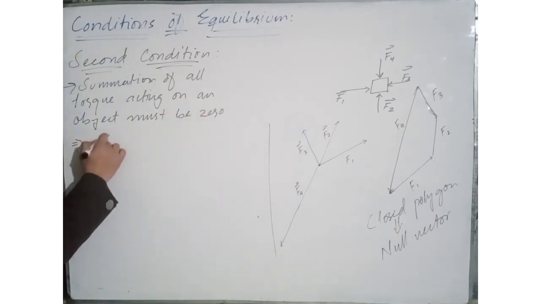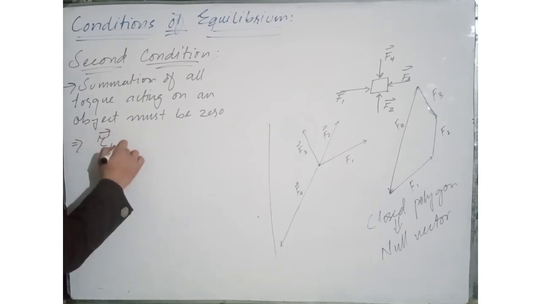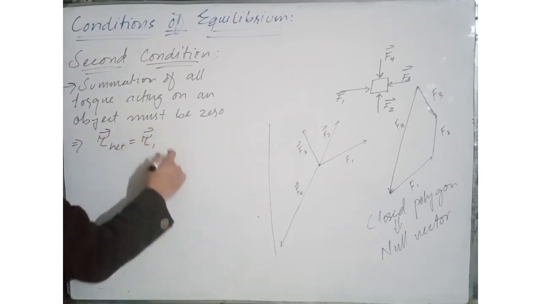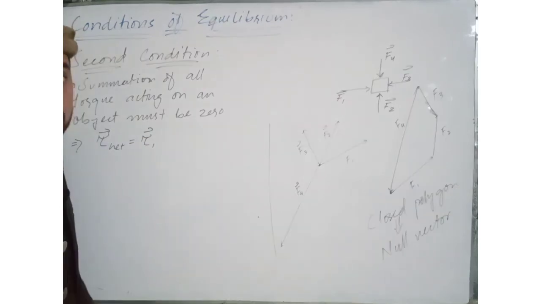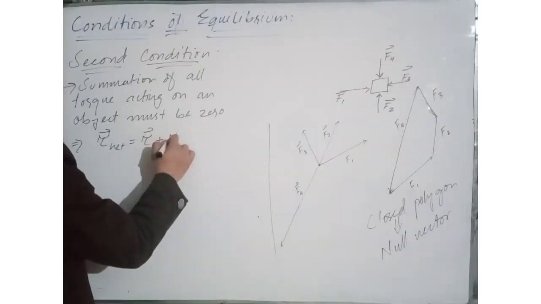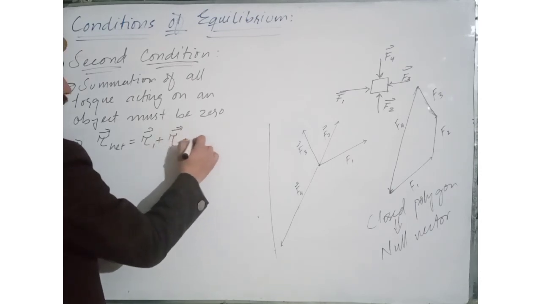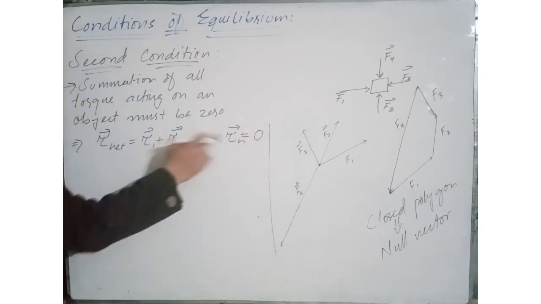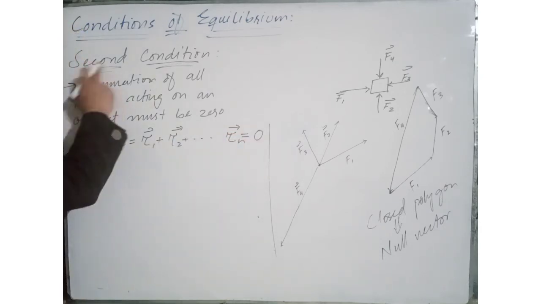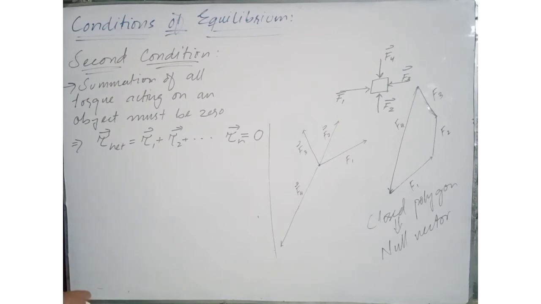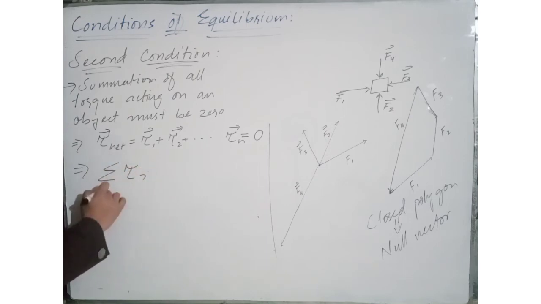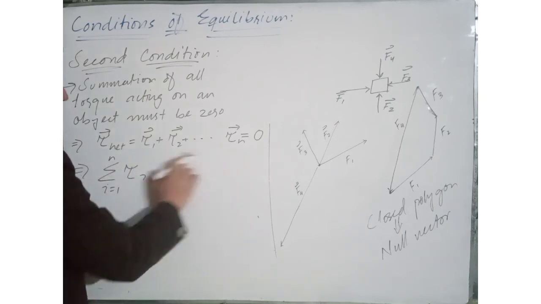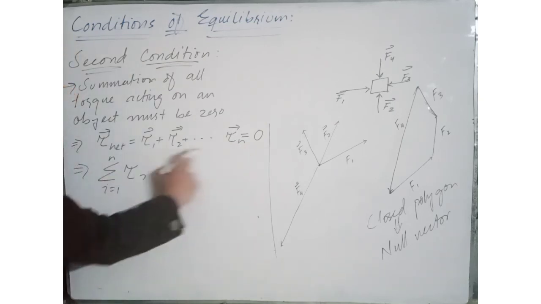Let's say there are 3 or 4 or n torques acting on an object: tau 1, tau 2, similarly going on up to tau n. If the summation of all such torque is 0, then we can say that the second condition for equilibrium is satisfied, right? We can even write it in sigma form, sigma tau i, where i goes from 1 up to n. Once we open this summation, we get the expression above.